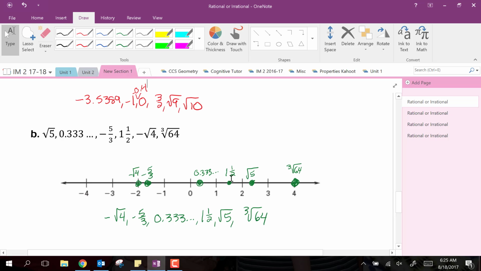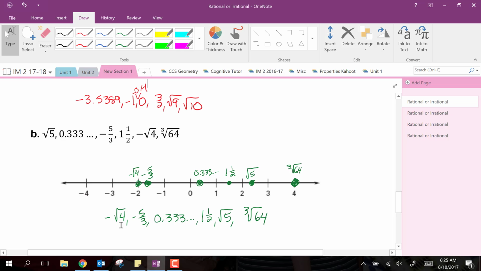1 1/2, halfway between 1 and 2. -√4 is really -2, so we just plot that on -2. And cube root of 64, what times itself 3 times gives us 64? 2 times 2 times 2 is 8. 3 times 3 times 3 is 27. 4 times 4 times 4 is 64. So the cube root of 64 is really 4, so we can write it there.